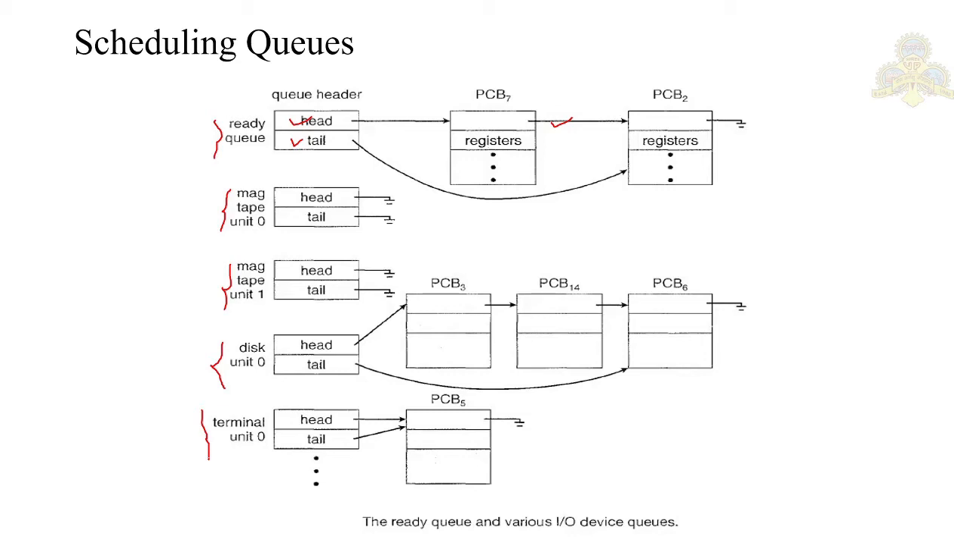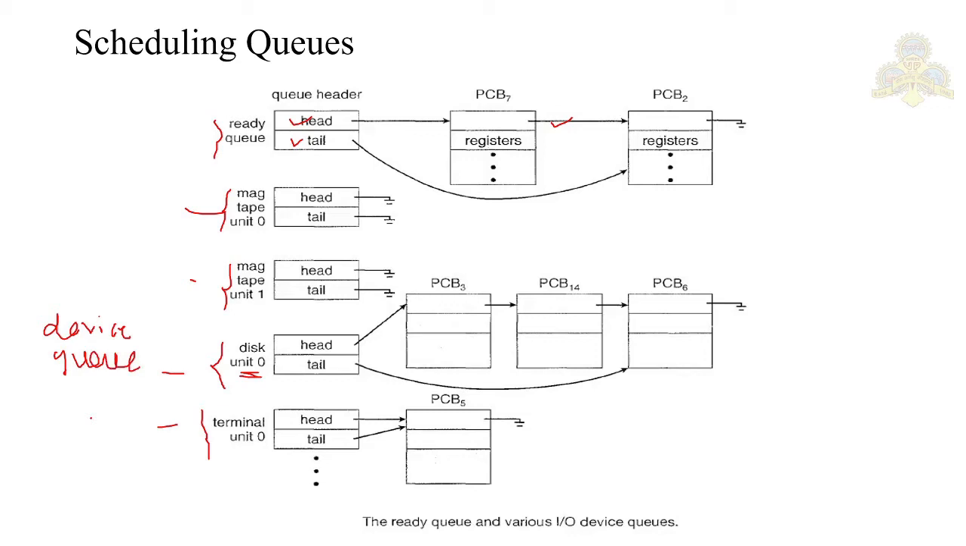Now suppose that the process makes an input output request to a shared device, such as your disk. Since there are many processes in the system, the disk may be busy with some IO request for some other process. The process therefore has to wait for the disk. So the list of processes waiting for a particular IO device, we call a device queue. So here you can see these are the device queues.